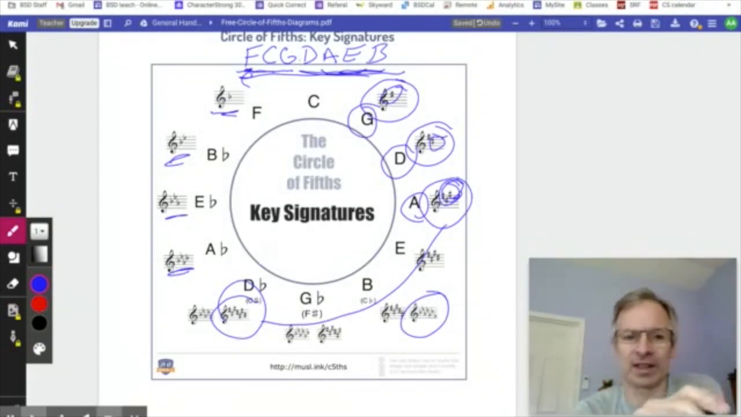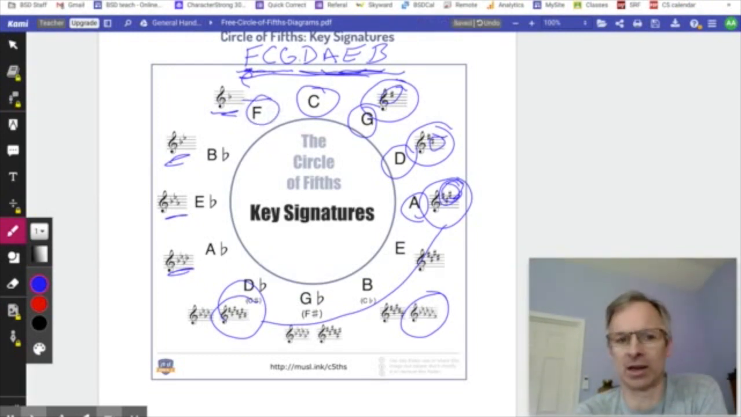There's a different trick then if I'm worried about notes that have flats. If I see flats, then I need to look at the second to the last flat. Now, this doesn't work for C. I have to memorize that C is no flats and no sharps. It doesn't work for F because there is no second to the last flat. There's only one flat. So I have to memorize that F is one flat.